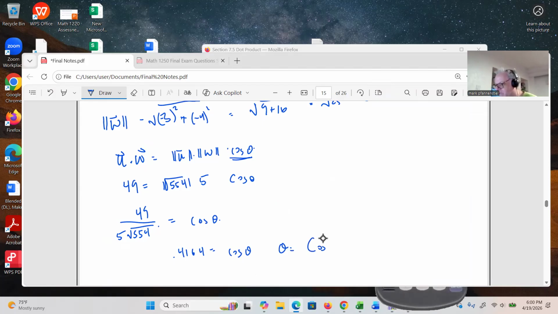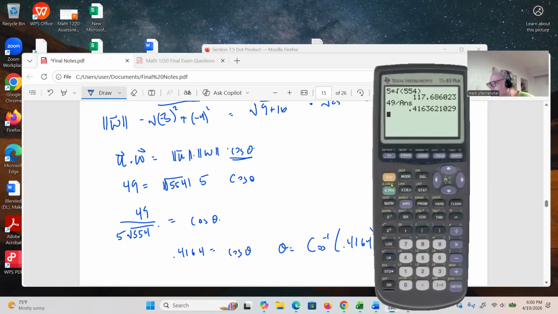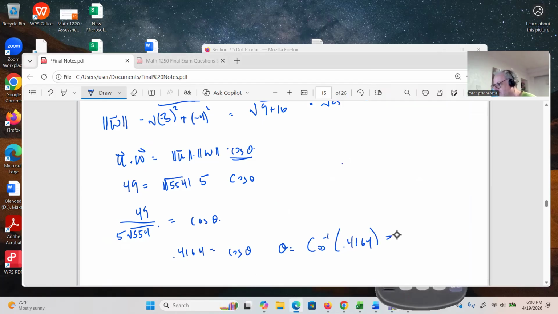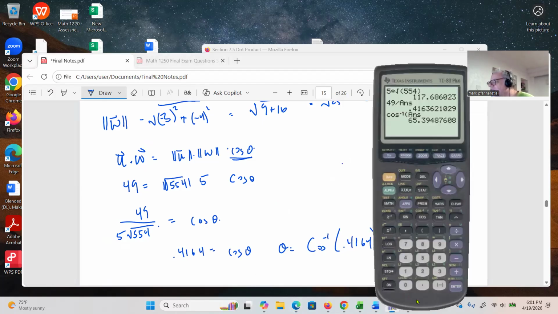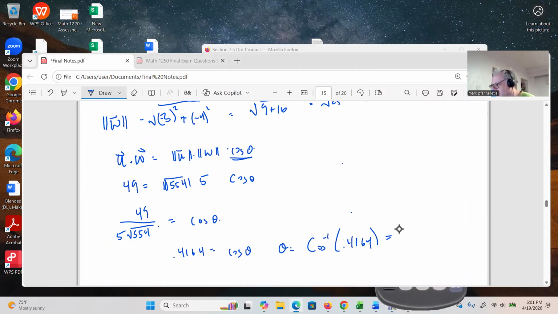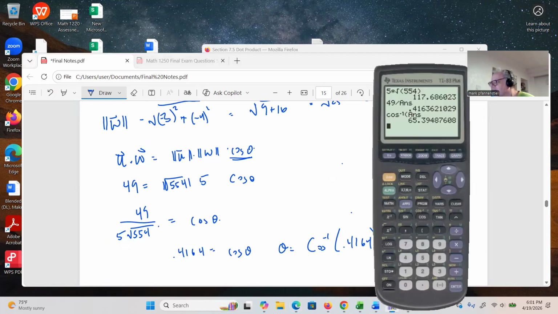Theta must be the inverse cosine of 0.4164. We'll see what that does for us. Second function cosine, second function answer, and plug that in. We end up with 65.4 degrees. That's going to be our answer.